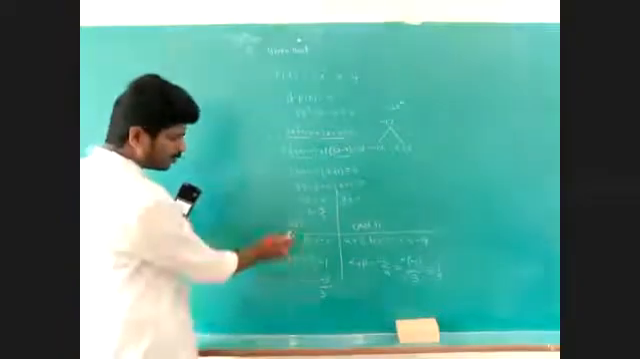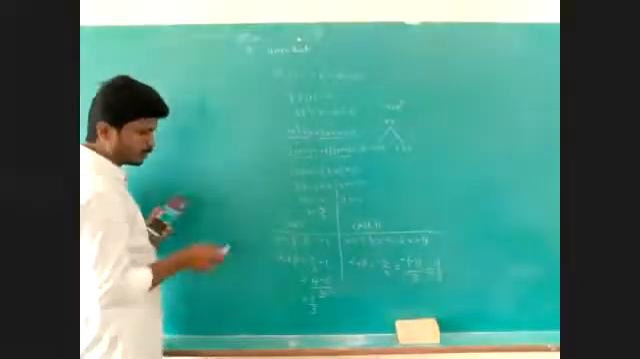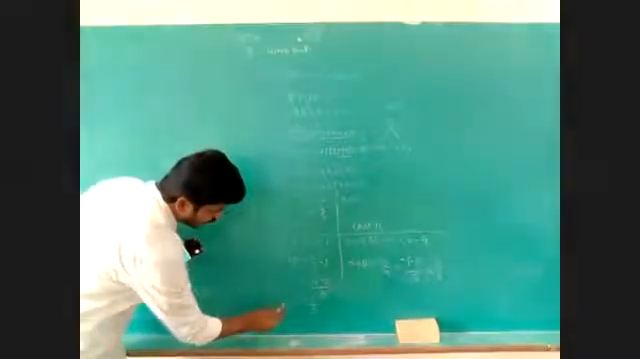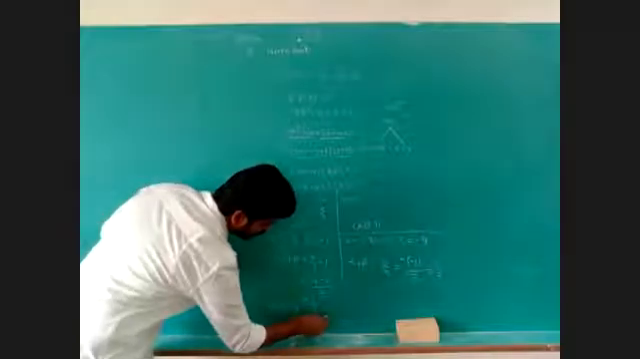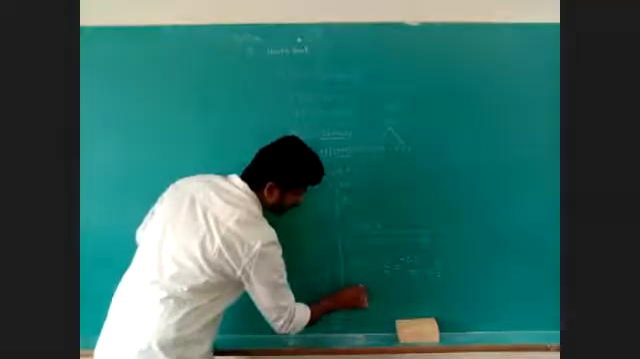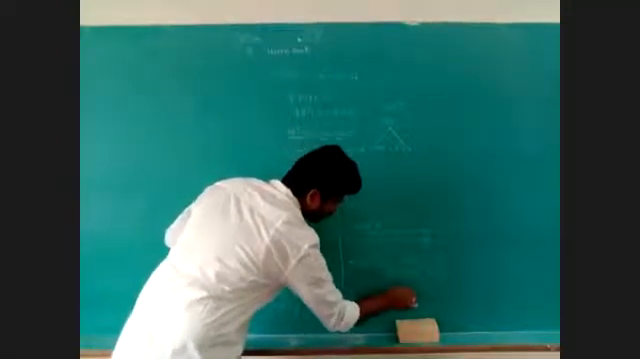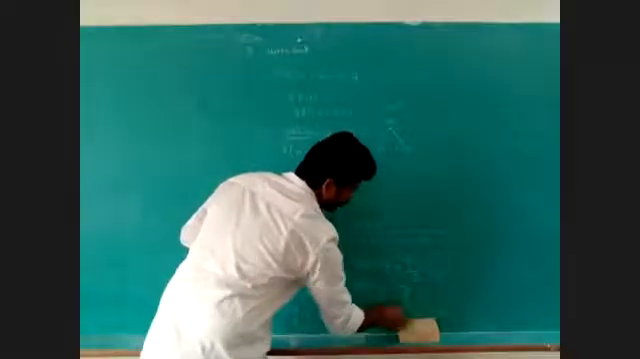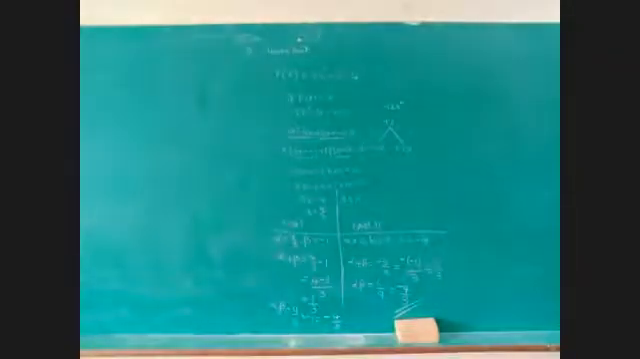Next find alpha into beta. Alpha into beta, 4 by 3 into minus 1, that is minus 4 by 3. This formula alpha into beta equal to c by a. So c value is minus 4, a value is 3. Minus 4 by 3. Is it clear?